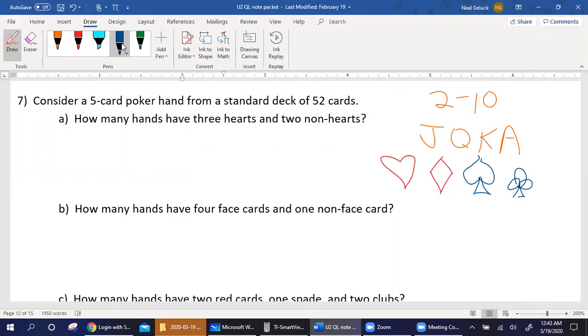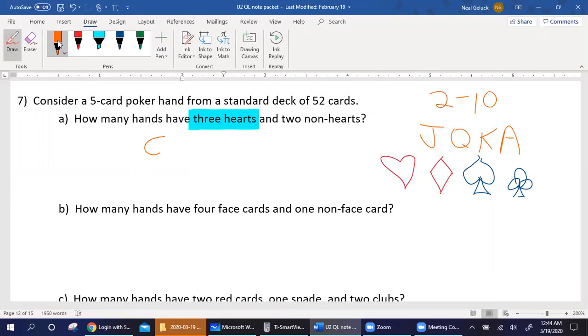On letter A, how many hands have 3 hearts and 2 non-hearts? Okay, we already talked about that in poker. A poker hand, it doesn't matter what order I receive the cards. I have 5 cards. So since order does not matter, these are going to be combinations. So if I look at the 3 hearts, again, it's going to be combinations now, not permutations. The order doesn't matter.